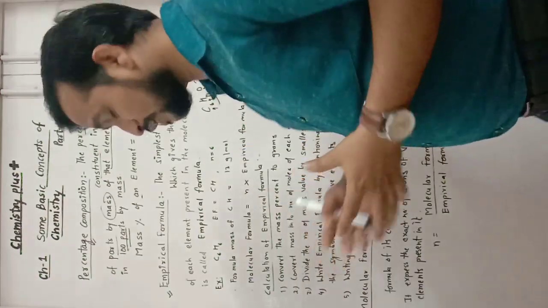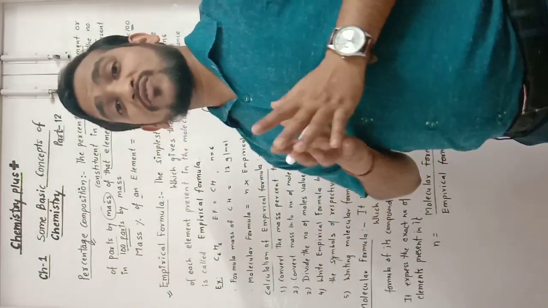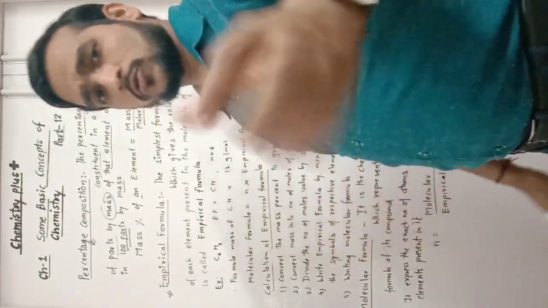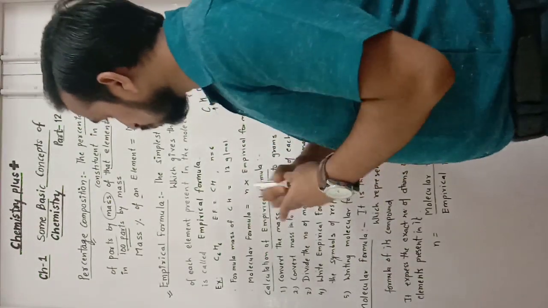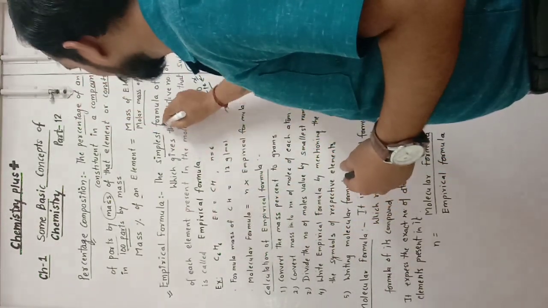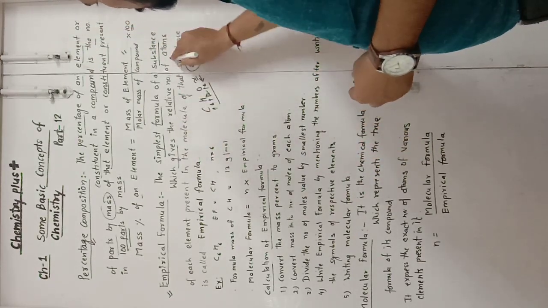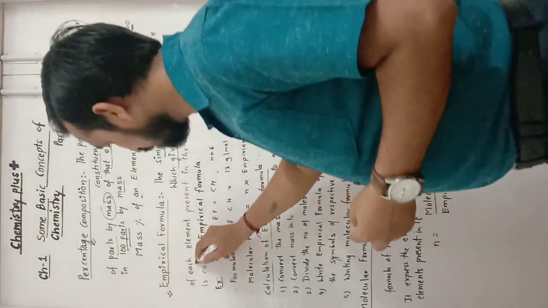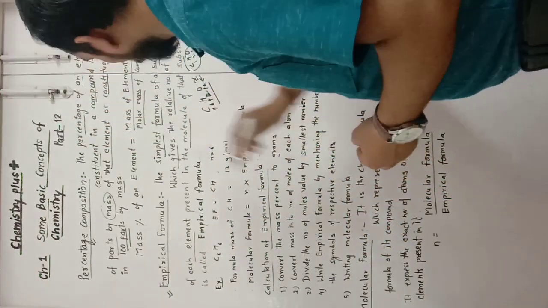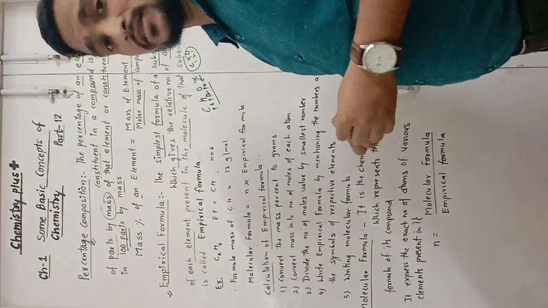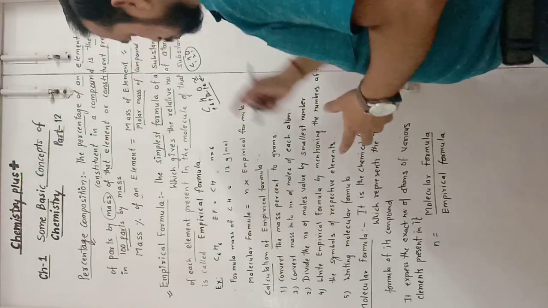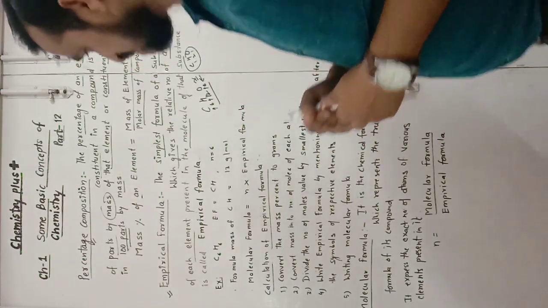We have various simple steps to find out the empirical formula. Basically, the definition of the empirical formula is: the simplest formula of any substance which gives the relative number of atoms of each element present in the molecule of the substance is called the empirical formula. As I told you, the example of glucose, one more example we have.